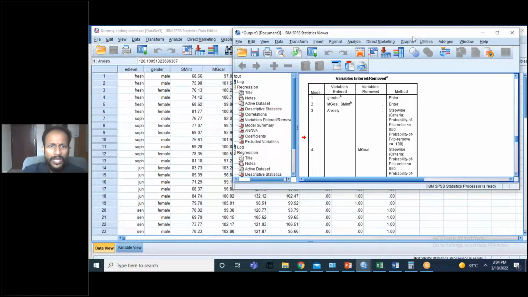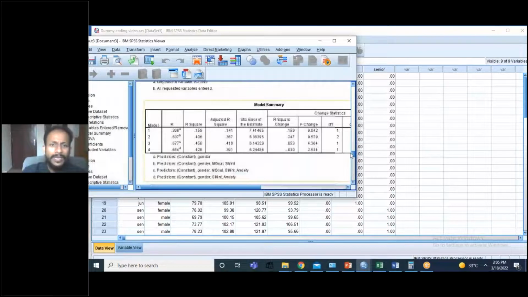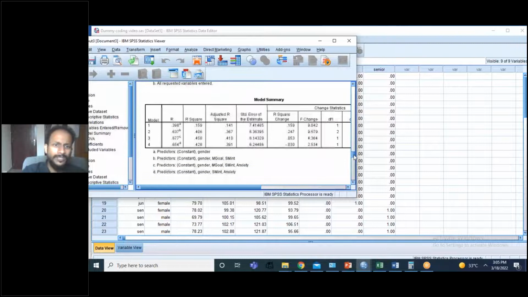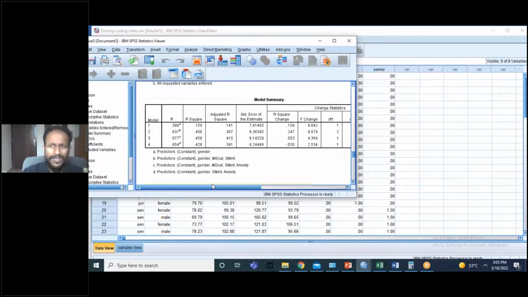Okay, if you can come down, if you could recollect, in forward we had only 3 models. In stepwise we will be able to have 4 models. That means it will exclude certain things which do not have a high impact. Look at this. In model 4 it has not included M goal, but in models 1, 2 and 3 this M goal is there. In model 4, the reason why it has not included M goal, which is one of the independent variables, is that if you add M goal, the predictive power will automatically come down. So that's one reason. So this stepwise regression is also more or less similar to forward regression.